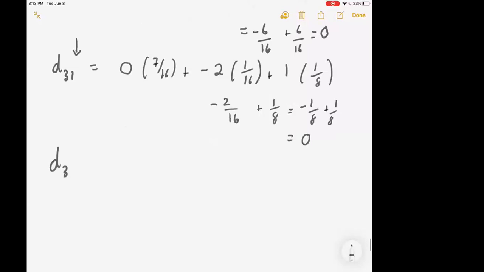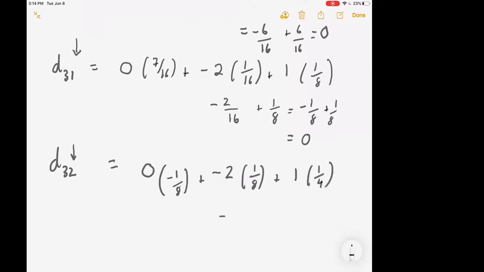The 3/2 matrix element, again, the third row of the first matrix, those matrix elements are the same. The second column of the second matrix, new data: minus 1 over 8 plus minus 2 times 1 over 8 plus 1 times 1 over 4. So that's going to be minus 2/8 plus 1/4. And that clearly is going to vanish.